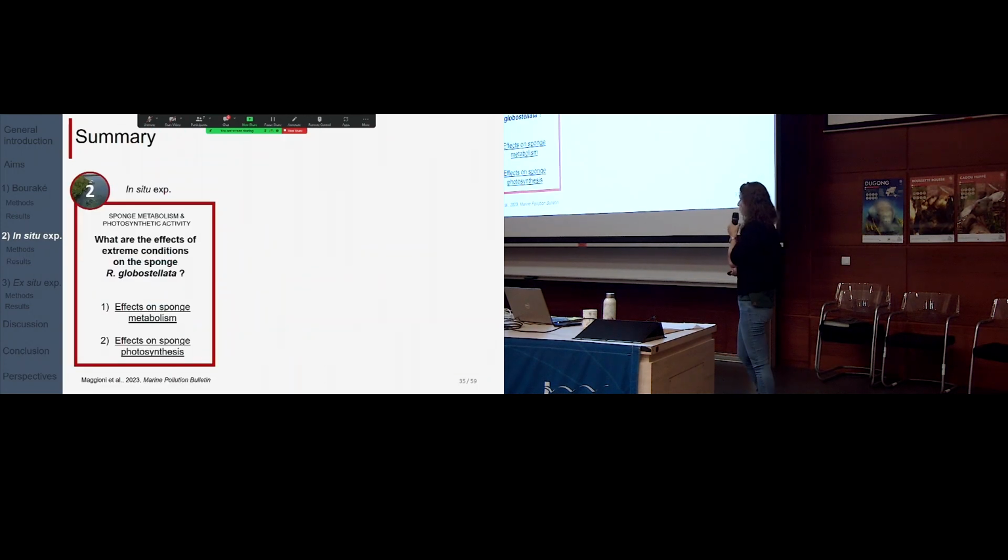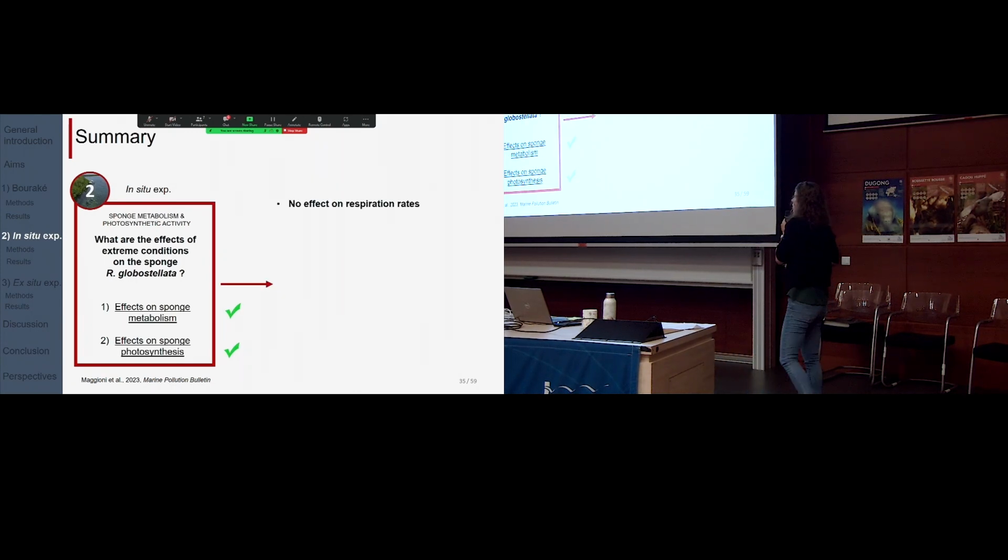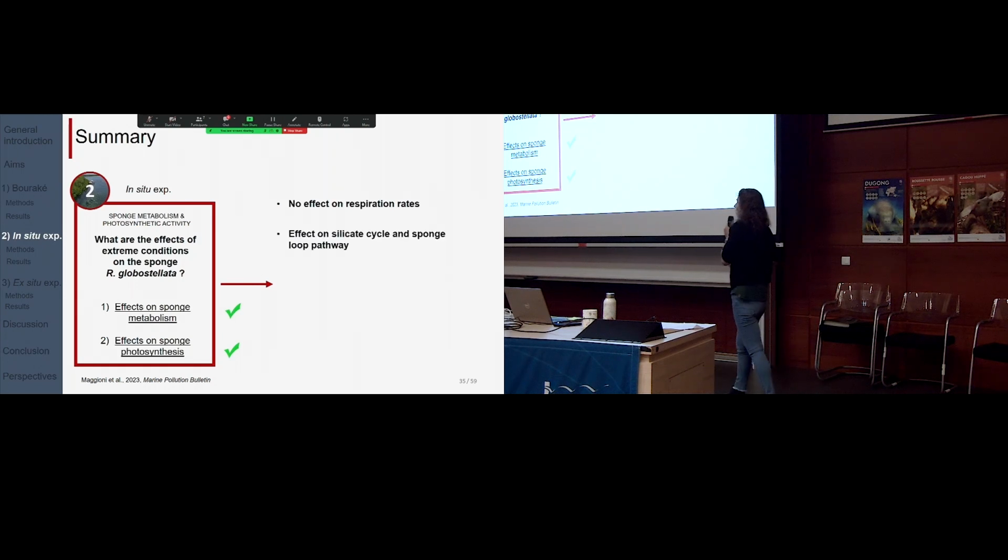In summary, the aim here was to understand the effect of extreme environmental conditions on the sponge Rhabdastrella, with particular attention on sponge metabolism and photosynthetic activity. Both aims were completed, and I found no main effect on the respiration rate, but a main effect on the silicate and carbon cycles, with a disruption of the sponge loop pathway.